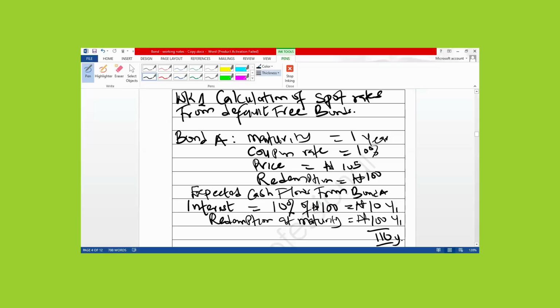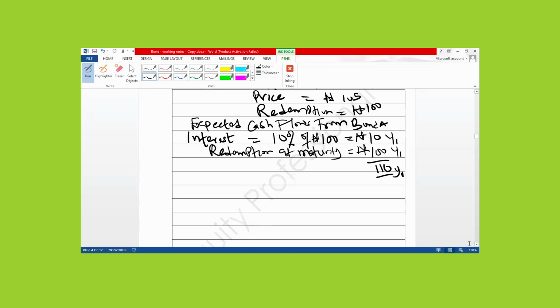That means for this question in year one, I have 110. Now, what are we looking for? The price is 105. As of today, the price is 105. In 1 year's time, the value will be 110. What is that rate of interest that will make 105 grow and become 110 in 1 year?